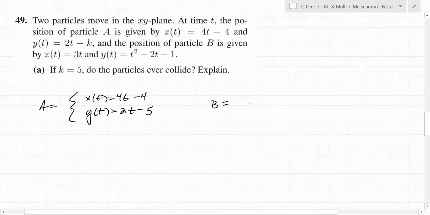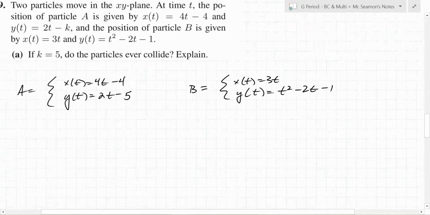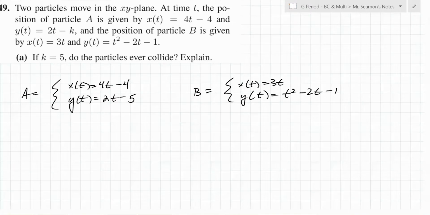And for particle B, are there any k's in that one? No, I don't think so. So it's just x of t is 3t, and y of t is equal to t squared minus 2t minus 1. So for two particles to collide, what has to be true? They have to be at the same place at the same time. Cars drive on that road all the time, but they rarely crash into each other because they're not in the same place at the same time. They can drive on the same road a lot of different ways.